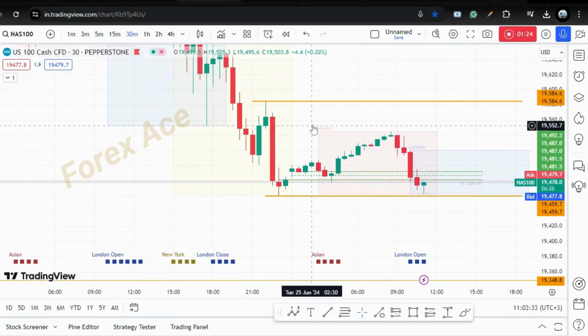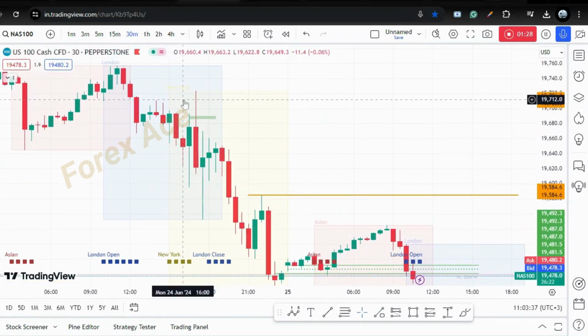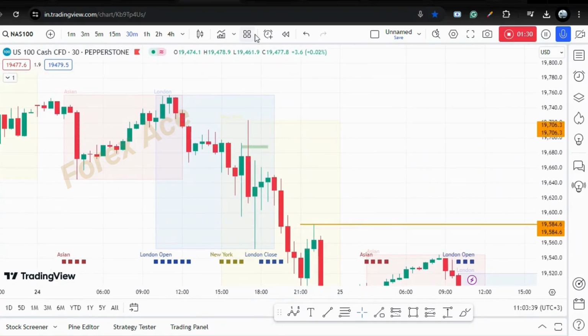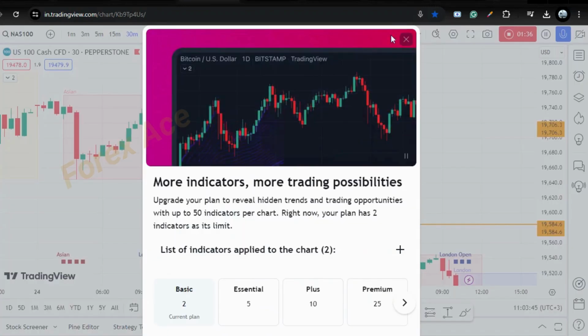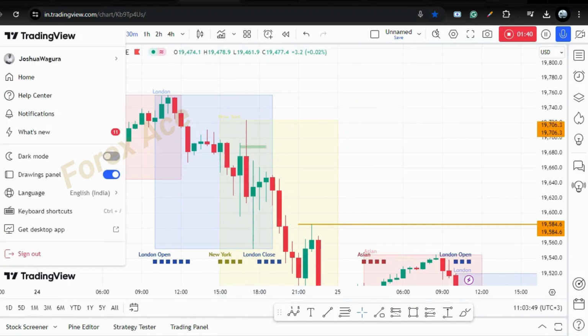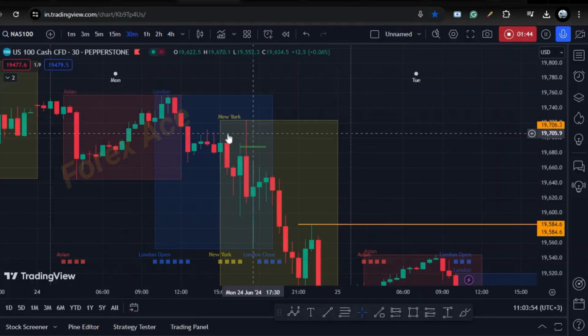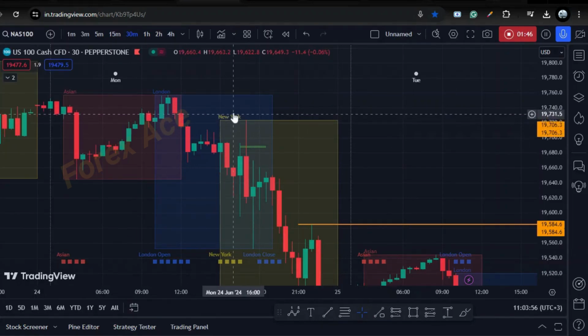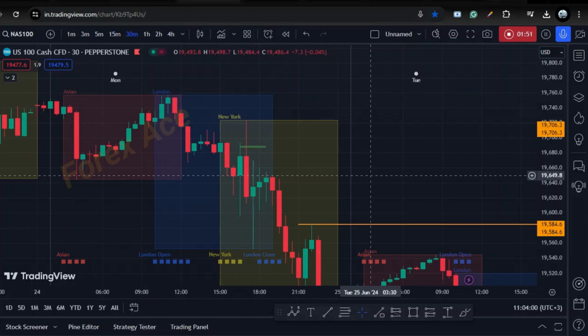Personally, I don't put this indicator all the time. I'm just putting it for educational purposes. Now look, this is the New York. Let me layer it again so that you can clearly see. So this is New York session. Let me just change to that one. Now you can see, this is the New York session. Can you see? The yellow is the New York, the blue is the London, the red is the Asian.